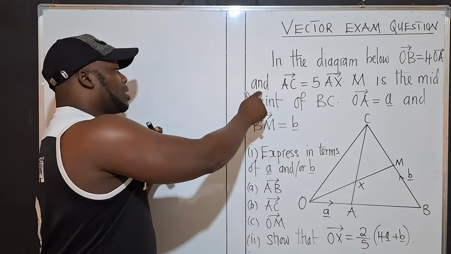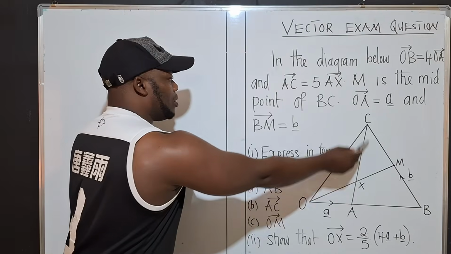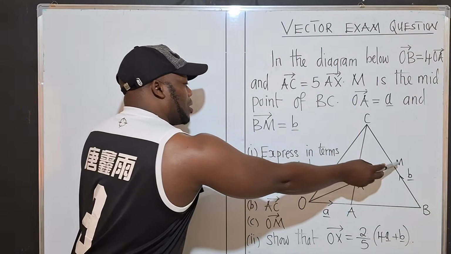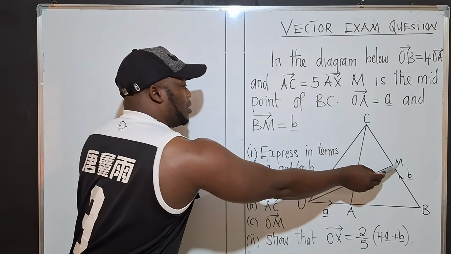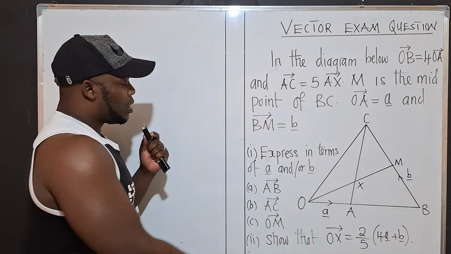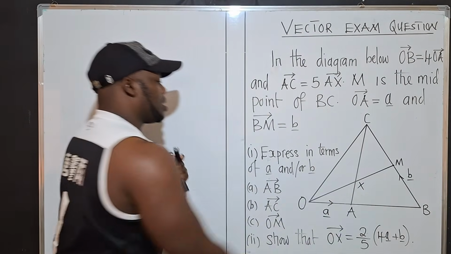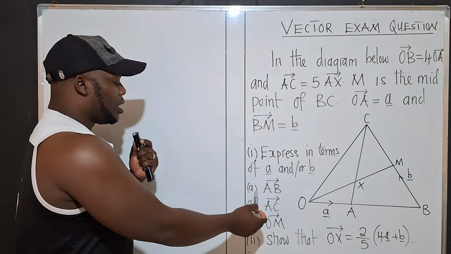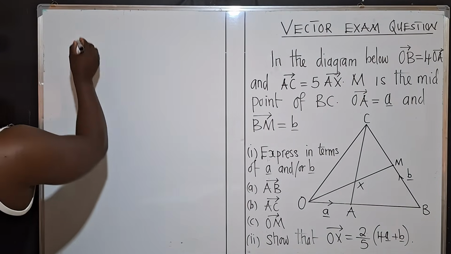And vector AC is equal to 5AX. M is the midpoint of BC. And vector OA is equal to a, and BM is equal to b right here. So express vector AB in terms of a and b. So we have to find vector AB. That's question A.